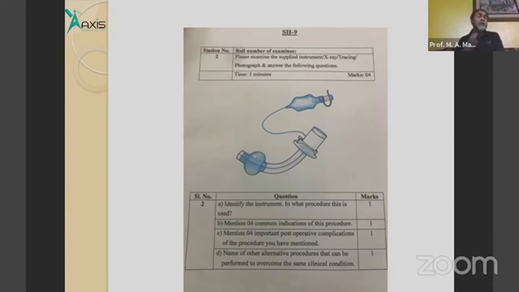Another procedure, you can puncture the cricothyroid membrane. It's called mini tracheostomy or cricothyroidotomy. This is the other procedure, but intubation is the important procedure. So this is all about tracheostomy.